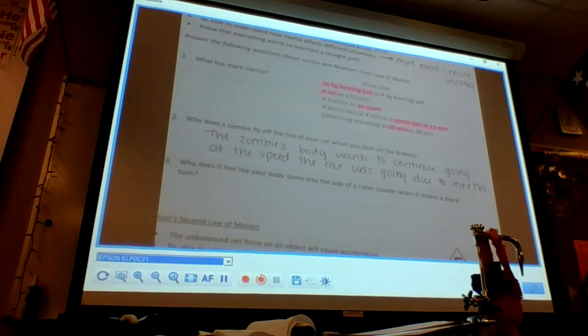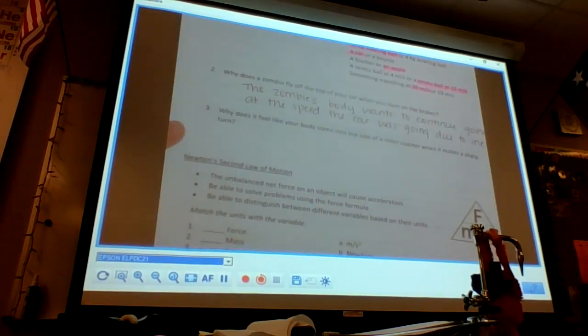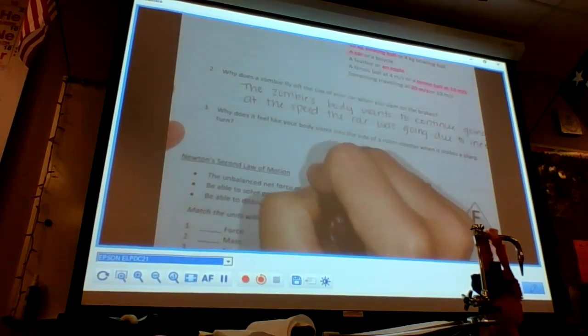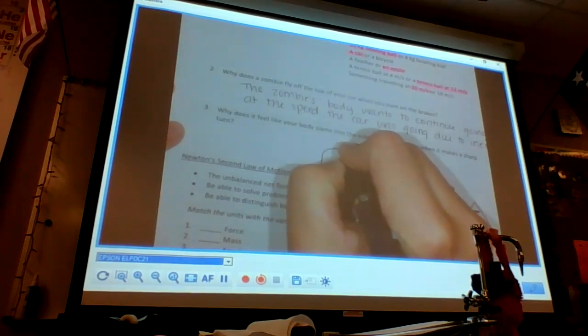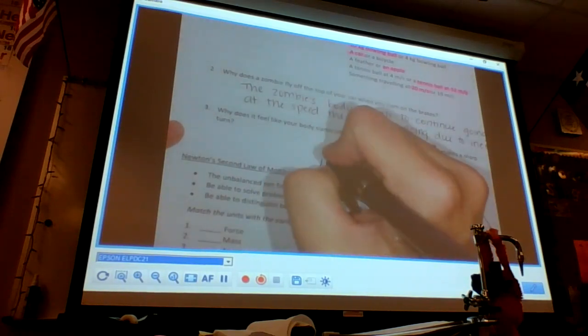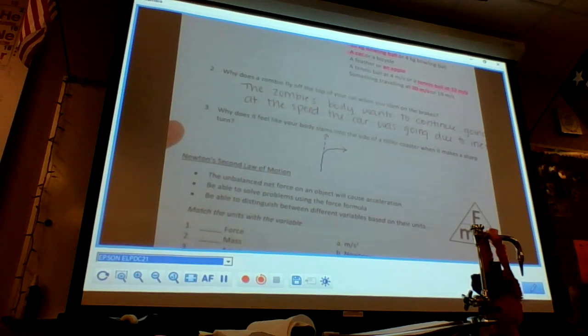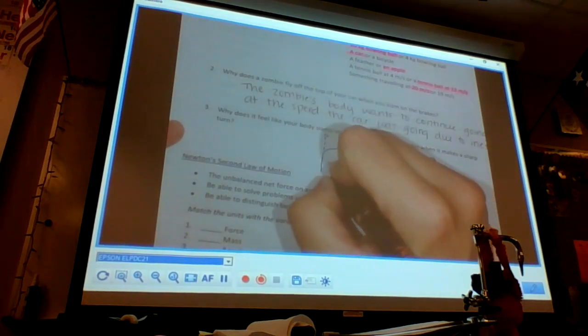Okay, number 3 is a very similar question. Why does it feel like your body slams into the side of a roller coaster when it makes a sharp turn? Yes. Okay, so let's draw a picture on this one. I talked about this yesterday. The roller coaster takes this path. Okay, that's the roller coaster. So when it takes that turn, your body wants to continue going that way. Okay, so this is the roller coaster.